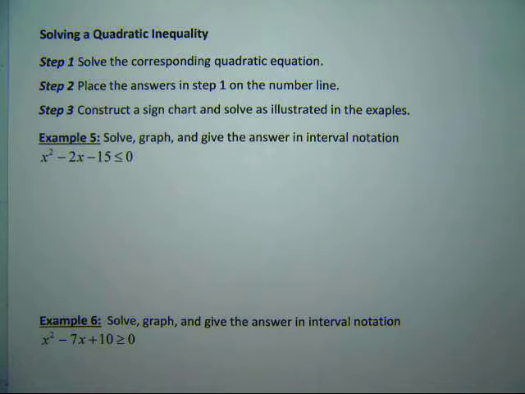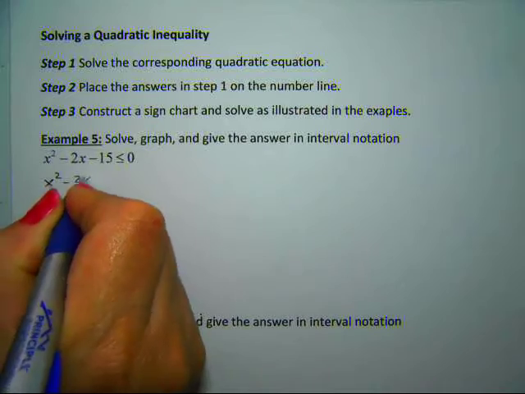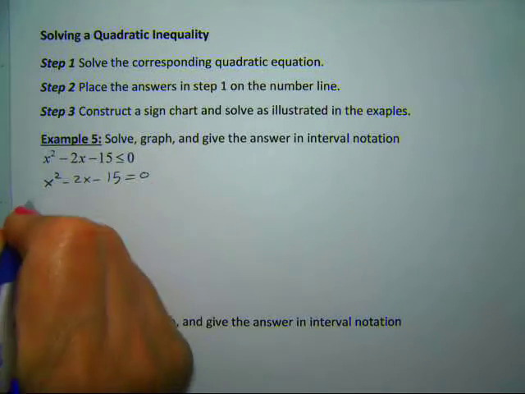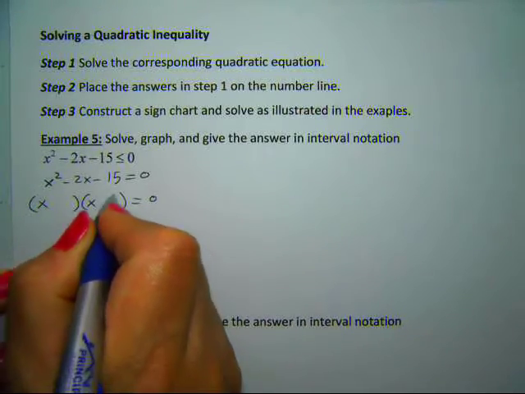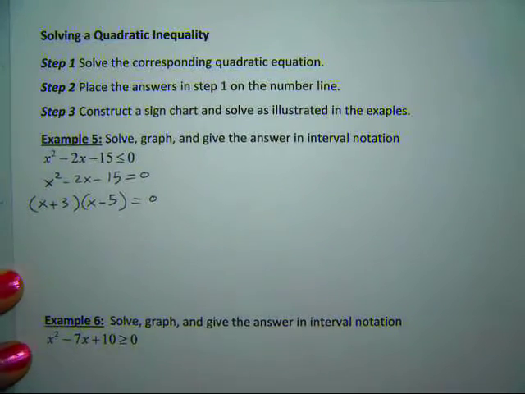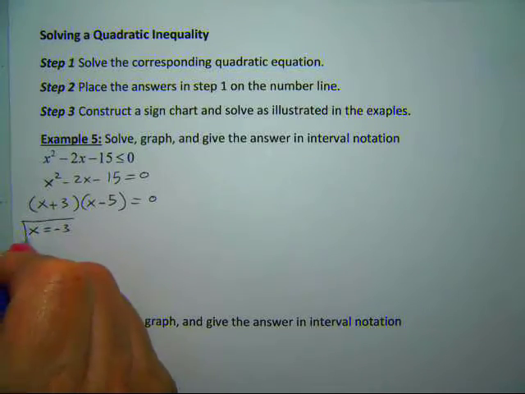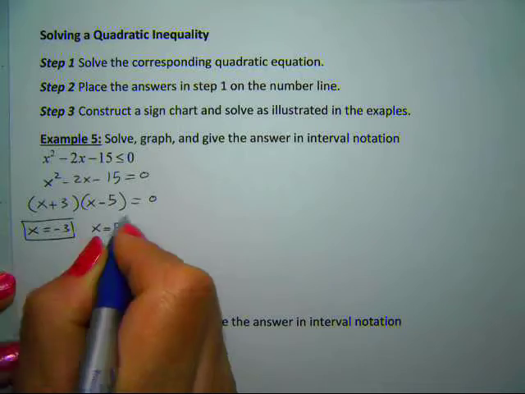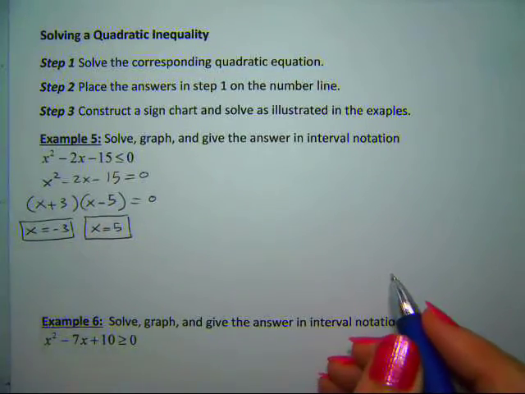And we have x squared minus 2x minus 15 less than or equal to 0. So we are going to think about it as an equation and solve. By factoring, we get x and x, 5 times 3, the negative is the bigger, positive, right? Okay, so solve. We have 2 values: x is negative 3 and x is 5. So what are we going to do with these 2 values? We're going to do a sign chart.